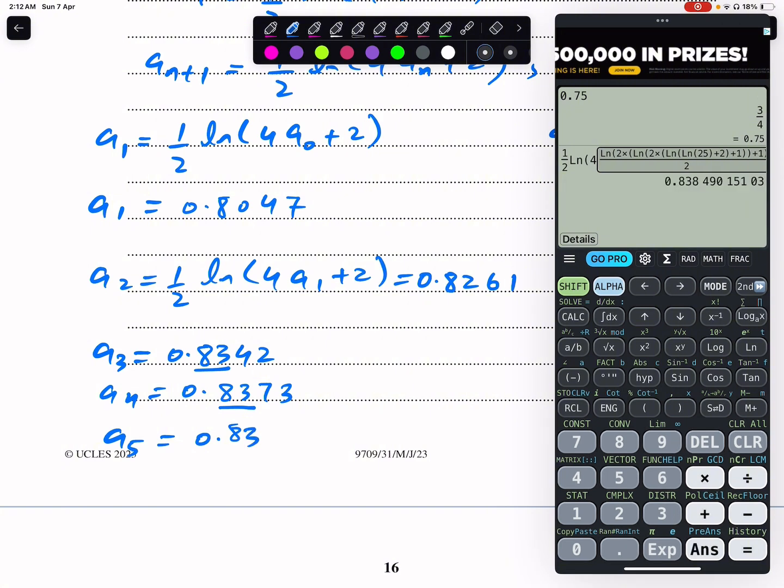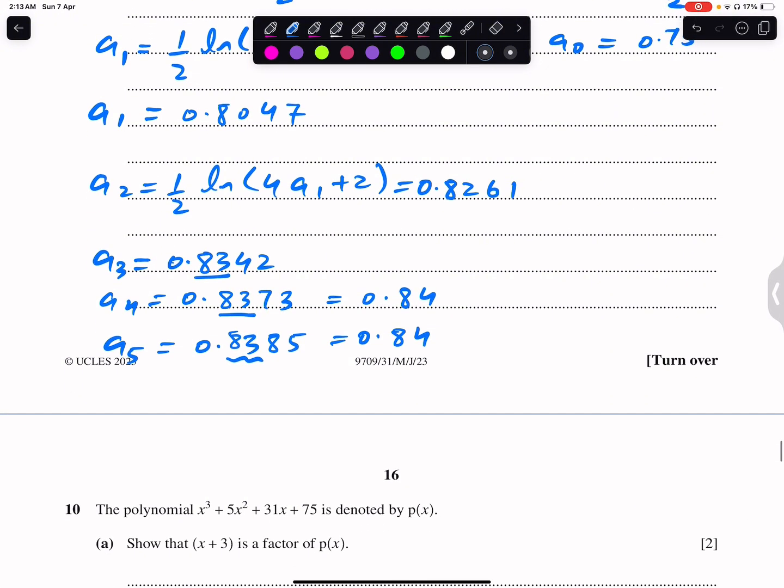Yes, 0.8385. So up to 2 decimal places, these both values are same. So that is 0.84, your final answer. 0.84 final answer.